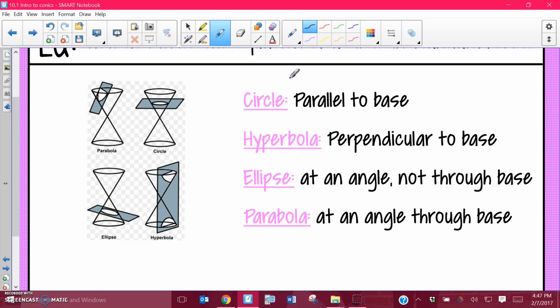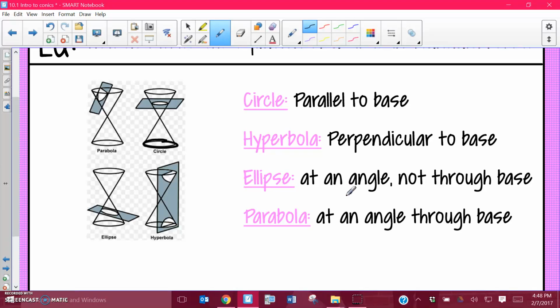If we're trying to make a circle, we cut the cone parallel to the base. When I say parallel to the base, I mean this is the base of my cone, and that's how I'm going to cut with that plane. For a hyperbola, we're going to be perpendicular to the base, because then I make those double parabolas, and that's what a hyperbola is. For an ellipse, you cut your cones at an angle, but you can't go through the base, because if you go through the base, then you make a parabola. So this is an idea of how you would cut those cones to make each of these shapes.